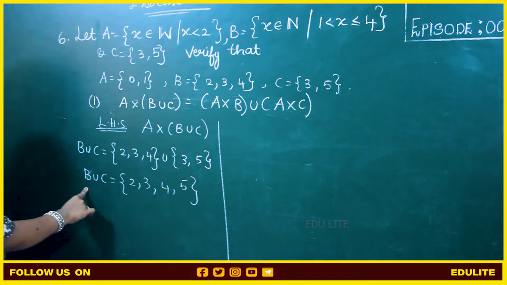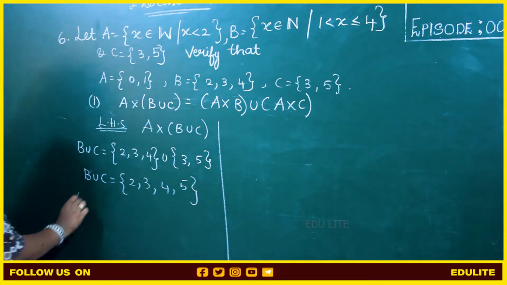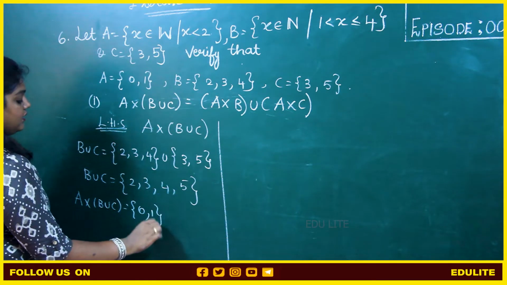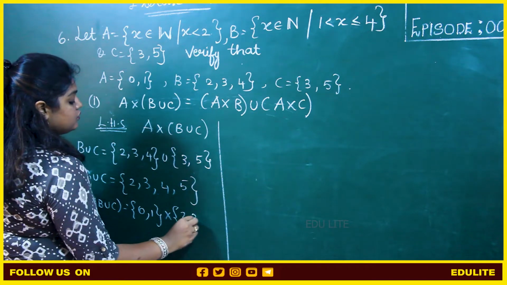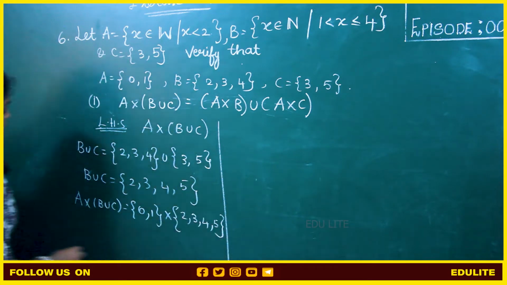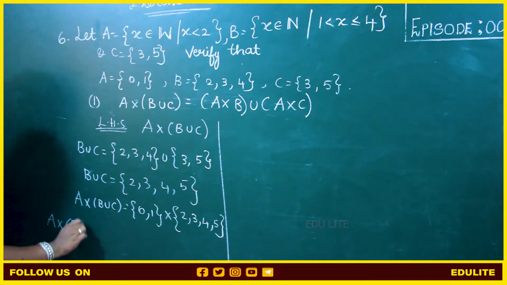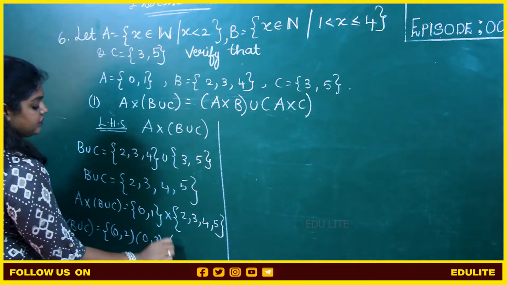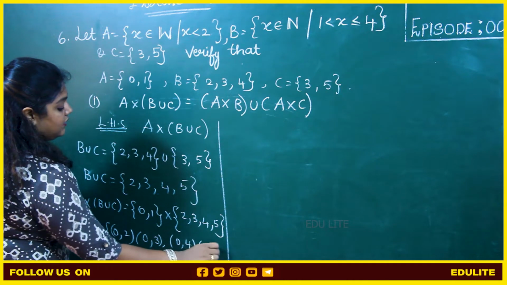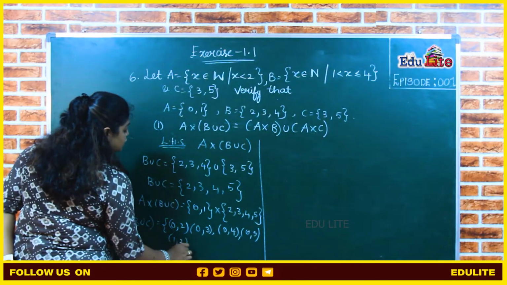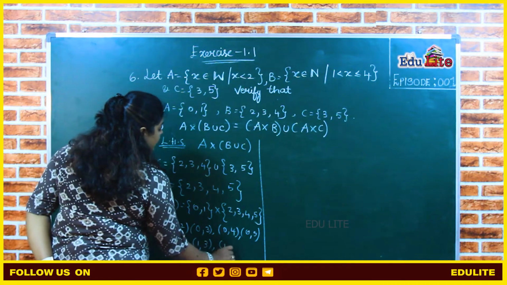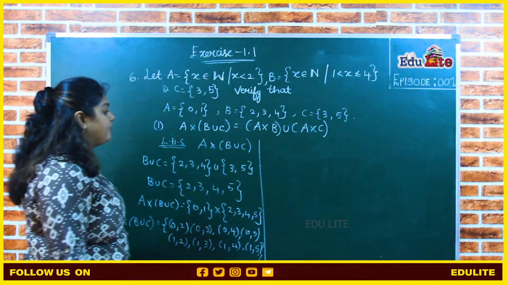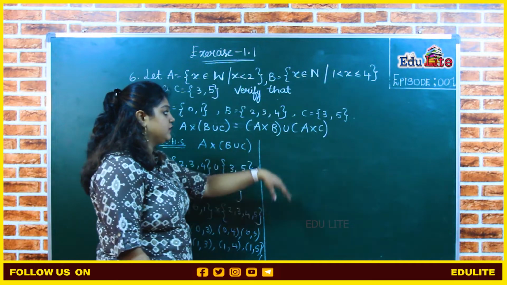Next, we have to cross product B union C with A. So, A cross B union C. Set A is {0, 1}. Cross B union C is {2, 3, 4, 5}. Now, we have to write A cross B union C: (0, 2), (0, 3), (0, 4), (0, 5). Next (1, 2), (1, 3), (1, 4), (1, 5). So we have completed the left hand side. We have to check whether we get the same answer for the right hand side.